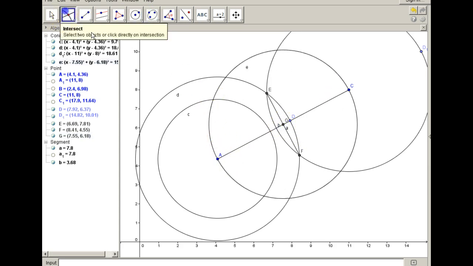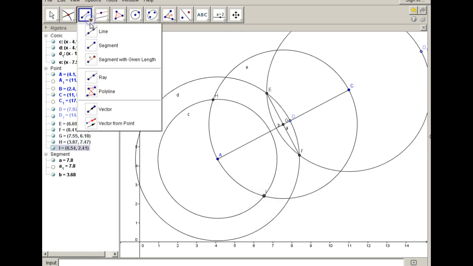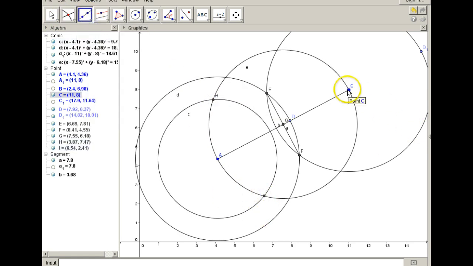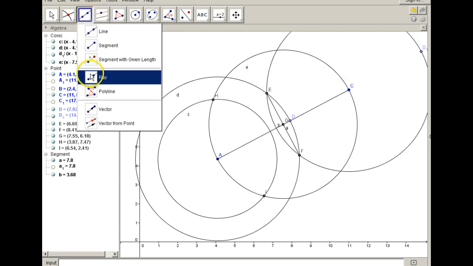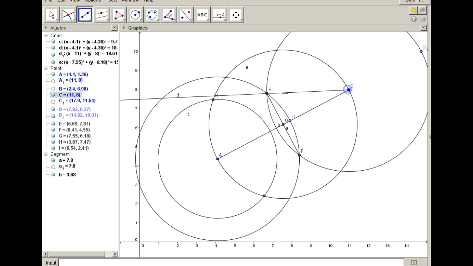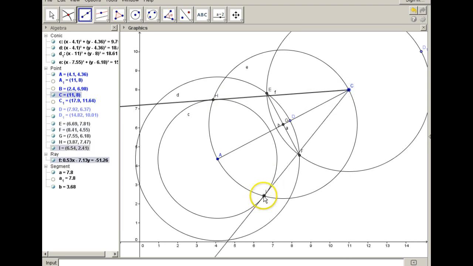Okay, find our intersection points there and there. Okay, and then we can draw our lines. Well, let's draw a ray. Here we go, our ray from C through H. There's one tangent, and from C through I, there's the other tangent. Okay, that's the way you do it by hand.